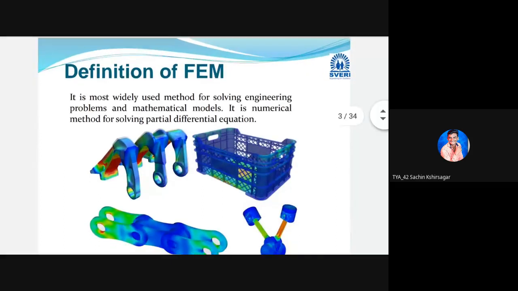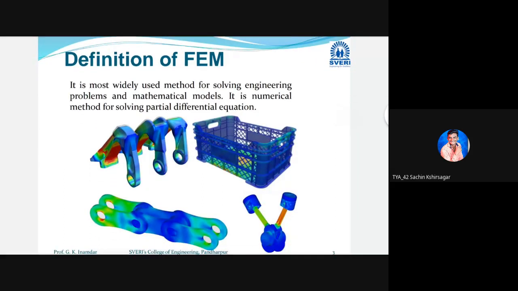Suppose, friends, today or in the last semester you have studied the design part. Machine design, TOM subject is there. Mechanics of material is there. Mechanics of machines, I think.